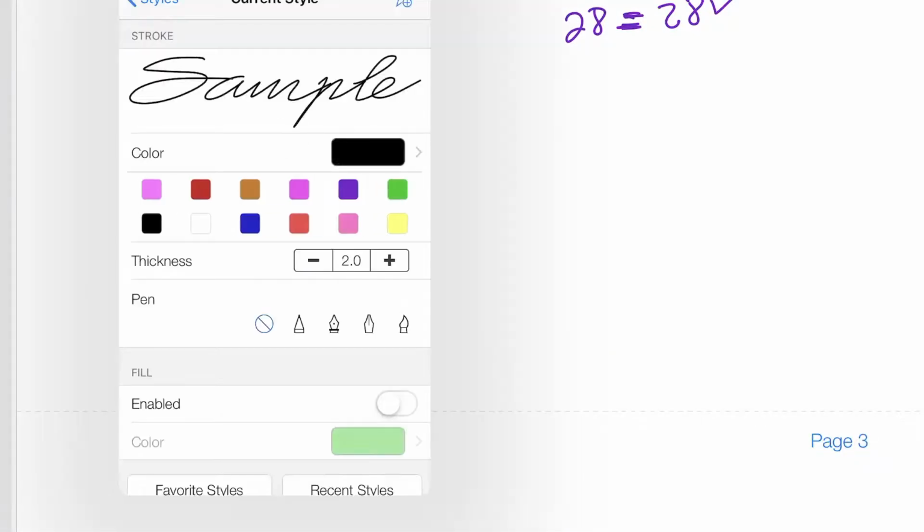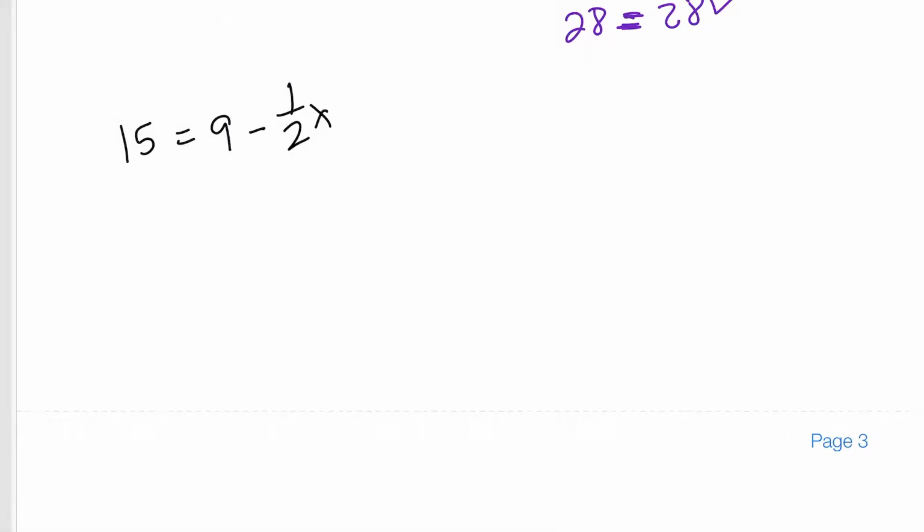Okay. I'm going to go ahead and do this. My variable term is negative 1/2 x. Again, there's an invisible plus there. Plus 9. So now I'm going to subtract 9 from both sides. 15 minus 9 will give me 6. 6 is equal to negative 1/2 x.